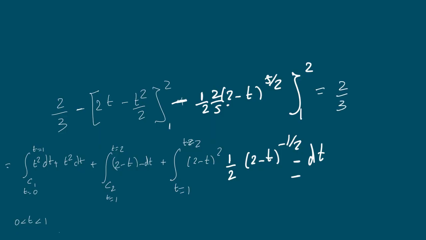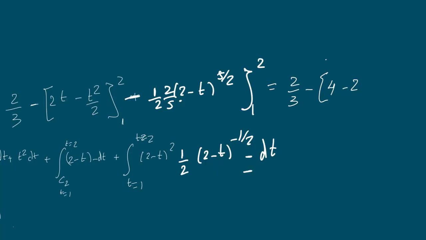2/3 minus, when t is equal to 2, is 4 minus 2 squared, which is 4, divided by 2, so 4 minus 2. And 4 minus 2 is 2. Now I evaluate the function at t equal 1. 2 multiplied by 1 is 2. 2 minus 1 squared divided by 2 is 2 minus 1/2, which is 3/2. So I have evaluated this part.